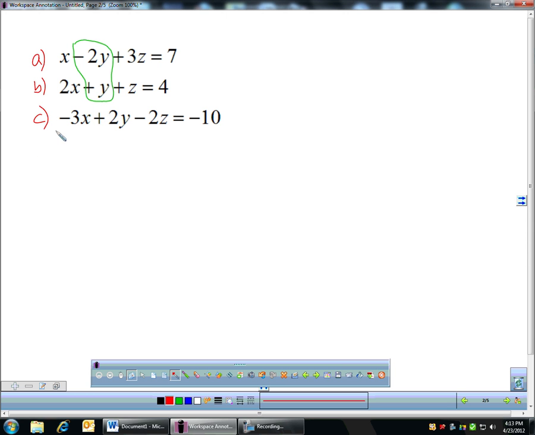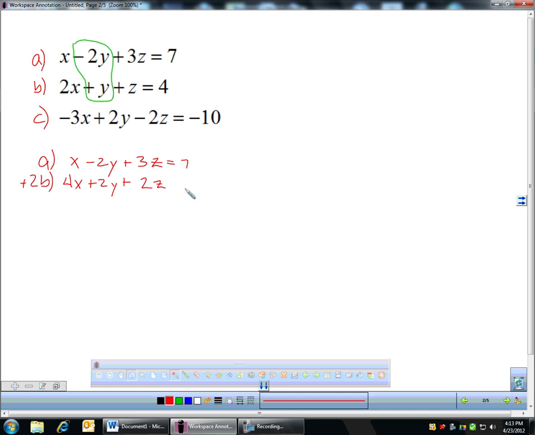I'm going to do equation A plus, and then I'm going to double equation B. If I do that, equation A is x minus 2y plus 3z equals 7. And then 2B is going to be 4x plus 2y plus 2z equals 8. I'm just multiplying everything in equation B by 2, and we'll add those together. x plus 4x is 5x. My y's cancel, which was the idea. 3 plus 2 is 5z. So 5x plus 5z equals 15.